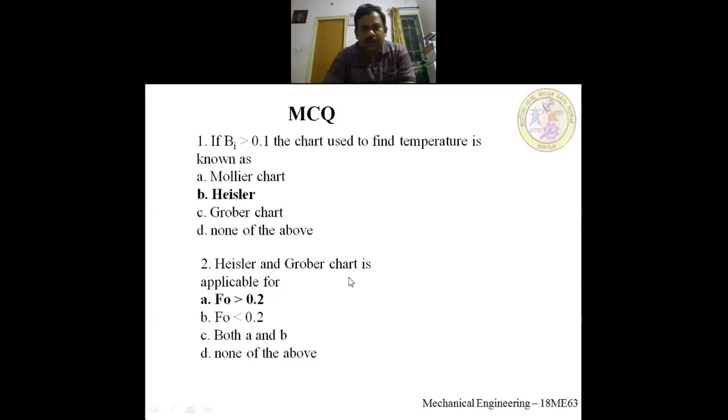Heisler and Grober charts are applicable for Fourier number greater than 0.2. This you should know. Answer is A. Thank you.